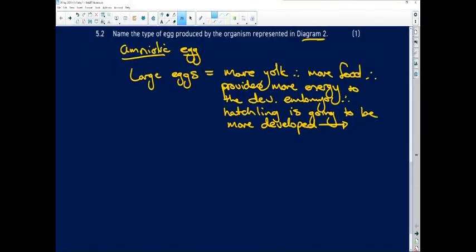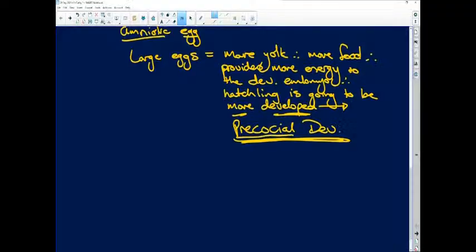So therefore, when they are more developed, we are going to end up with precocial development. In other words, the offspring are able to look after themselves. They don't rely as much on their parents, okay? And the word precocial comes from precocious. And when a child is precocious, it means that they are mature before their age. And that's what precocial means, that the offspring are mature before their age. Okay, they can take care of themselves.